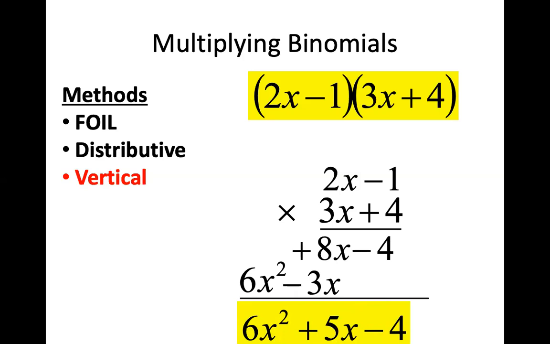Watch me do it. 2x times 3x. -1 times positive 4. Inside would give me -3x. Outside would give me a positive 8x. 8x minus 3x gives me 5x. That's how the mental process is done.